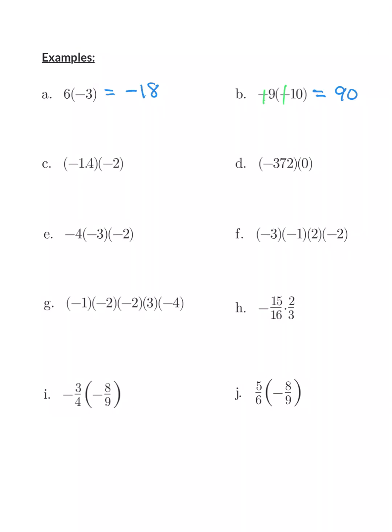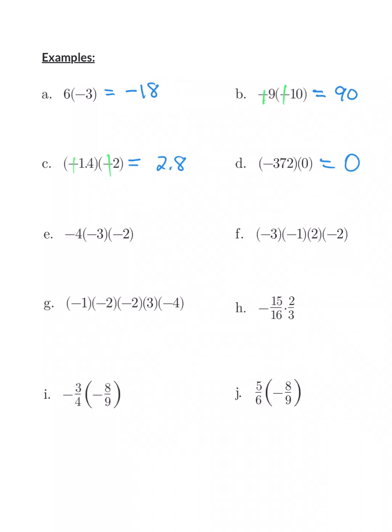Example C, we have negative 1.4 times negative 2. I'm going to multiply the numbers. We get 2.8. And again, since it's an even number of negatives, it becomes positive. Or I can cross out two negatives, leaving me with no negatives in my answer. Example D, we have negative 372 times 0. Anything times 0 is 0.